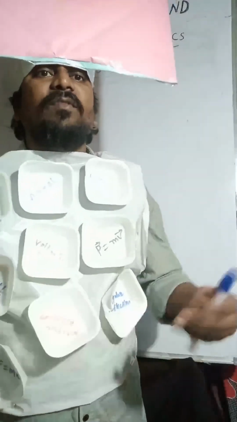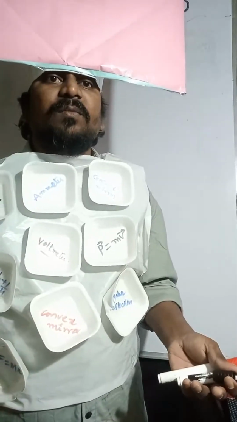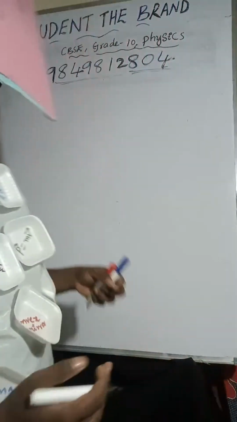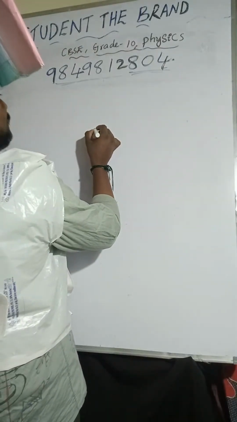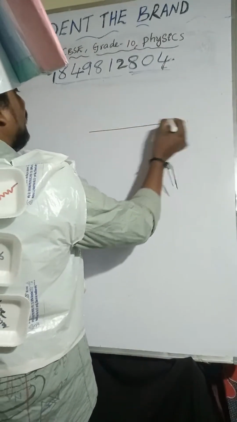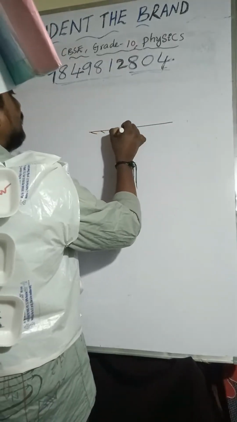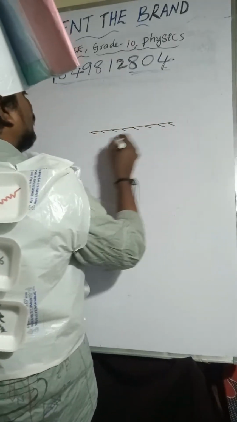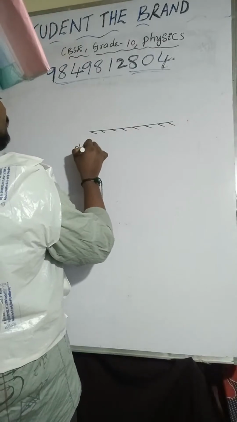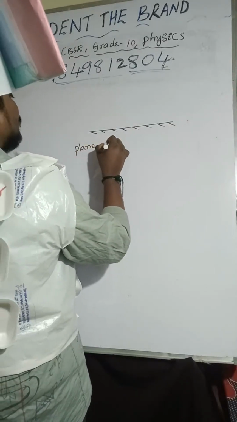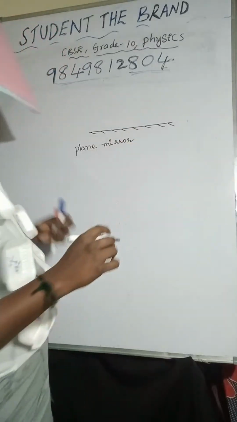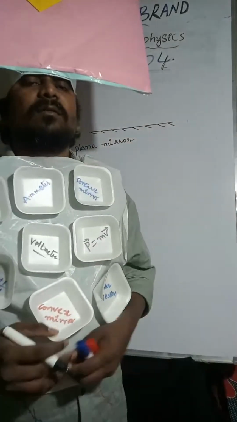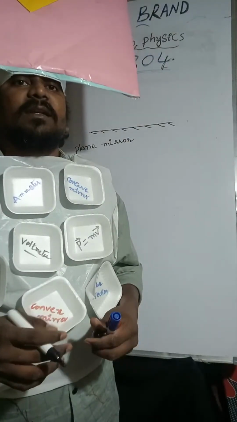Light is a form of energy which gives the sensation of sight. So, I am taking the plane mirror. This is a plane mirror.